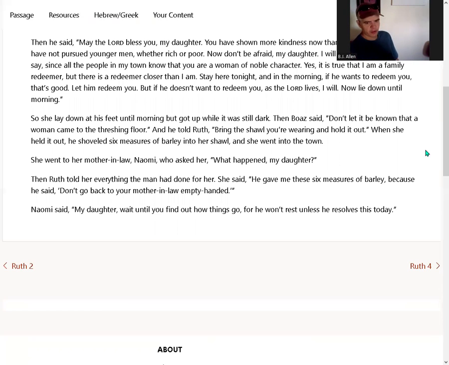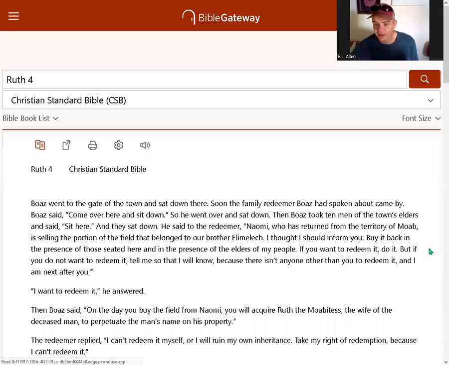And she went to her mother-in-law, Naomi, who asked her, "What happened, my daughter?" Then Ruth told her everything the man had done for her. She said, "He gave me just 6 measures of barley because he said, 'Don't go back to your mother-in-law empty-handed.'" Naomi said, "My daughter, wait until you find out how things go, for he won't rest until he resolves this today." It's exactly how she said it, today.